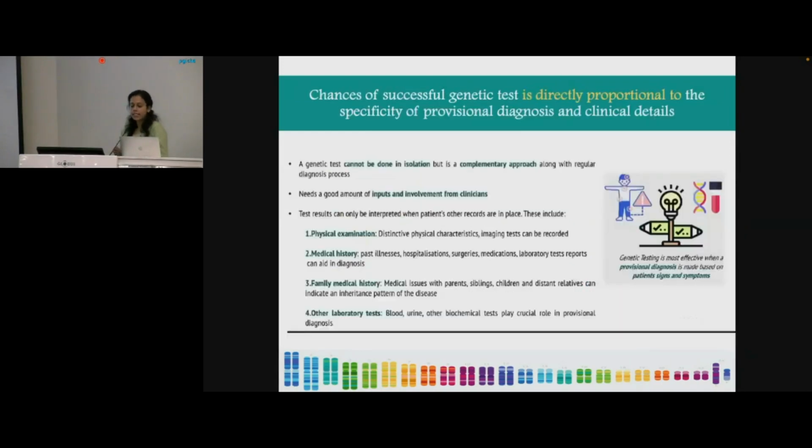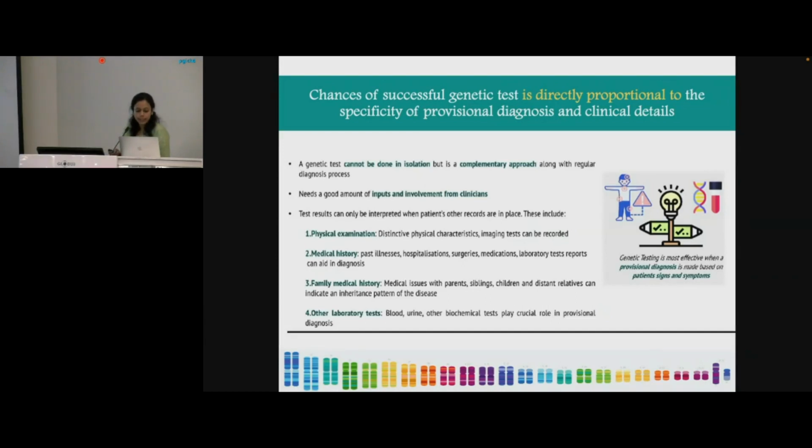So the first factor is diagnosis. Now I want to overemphasize a point: the chance of a successful genetic test is directly proportional to the specificity of the provisional diagnosis and the clinical details provided by a clinician. So it is very important to understand that a genetic test cannot be done in isolation. It is a complementary approach along with the regular diagnosis process. It needs a good amount of input and involvement from the clinicians as well. As the laboratory person is doing their part, we need equal involvement of a clinician.